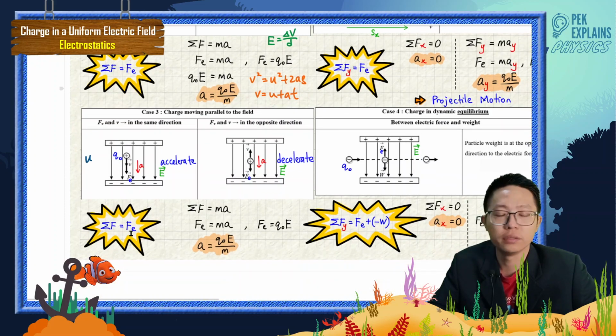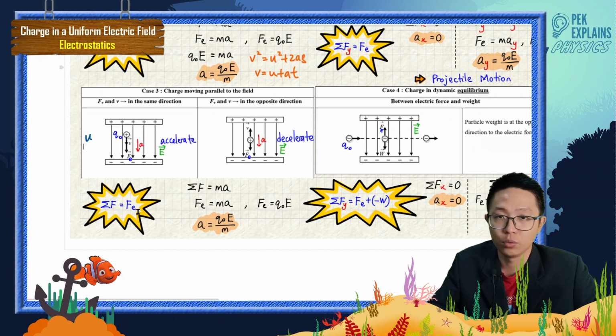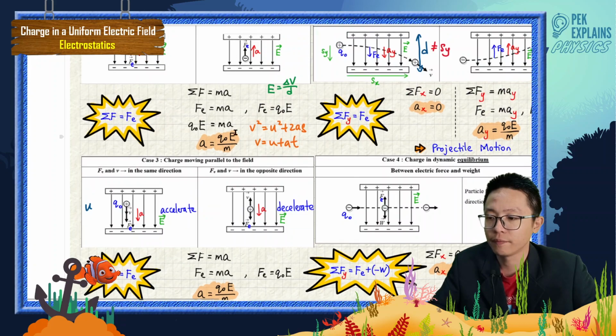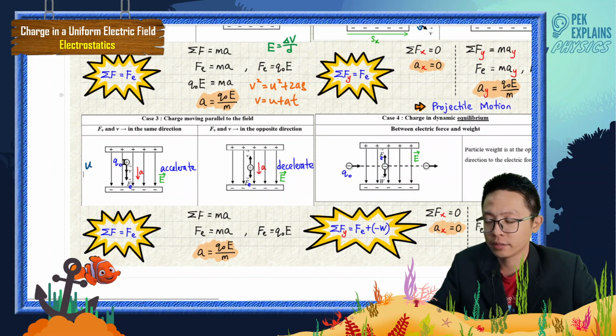The force is still only the electrostatic force. We neglect the weight. We only take the electrostatic force. So electrostatic force equals ma. In the end, acceleration is still q naught E over m. It's the same thing as above. The positive charge should be attracted to the negative plate.